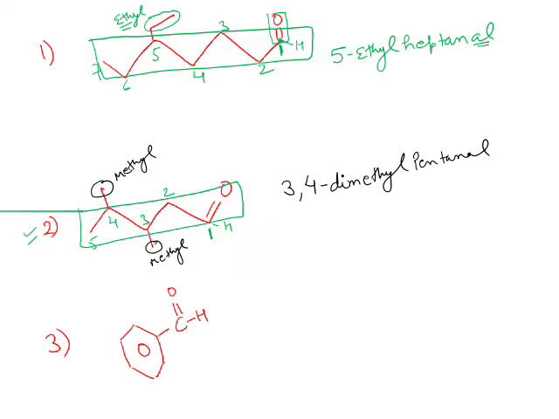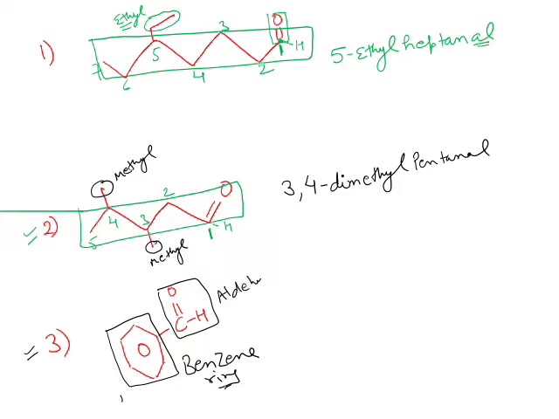So let's go for the third one. This problem is a little bit different than the previous two, because in this case we have what? We have a benzene ring. So this is a benzene ring. So this is an aromatic compound. If you have an aldehyde group on a benzene, then we normally call that particular compound benzaldehyde. Right? So this is benzaldehyde.